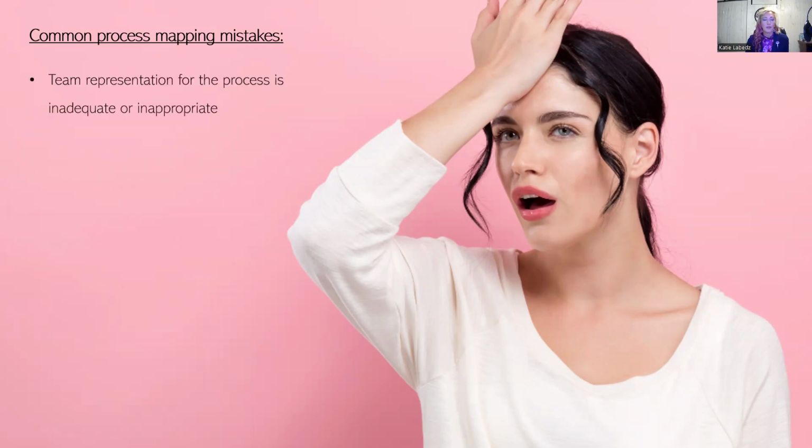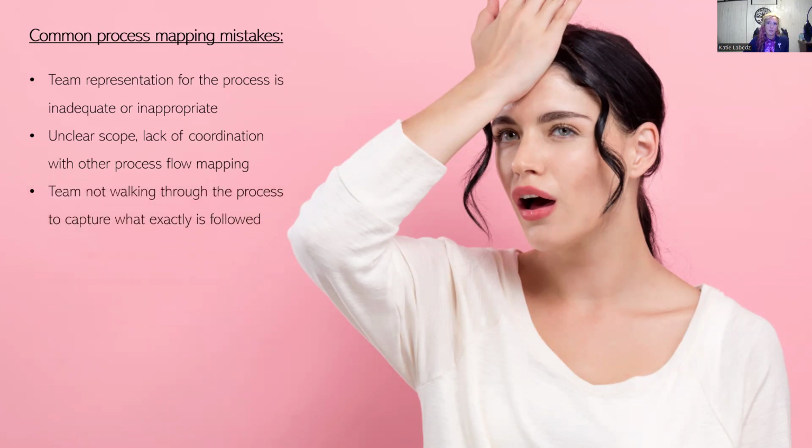First one is team representation for the process is inadequate or inappropriate. They send somebody that isn't familiar with the process or hasn't worked in the area in a very long time. Unclear scope, lack of coordination with other process flow mapping. Scope is huge. That's why we do that measurable problem statement. Unclear scope is an indication that we really don't understand the problem we're trying to solve.